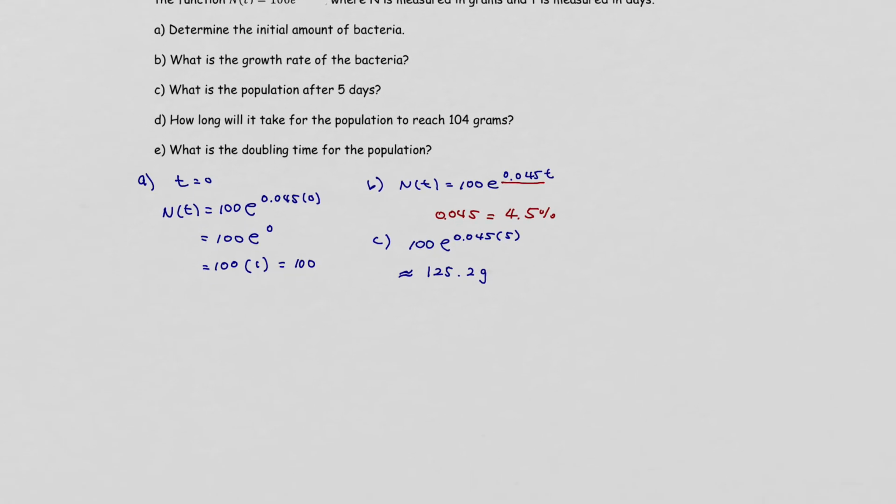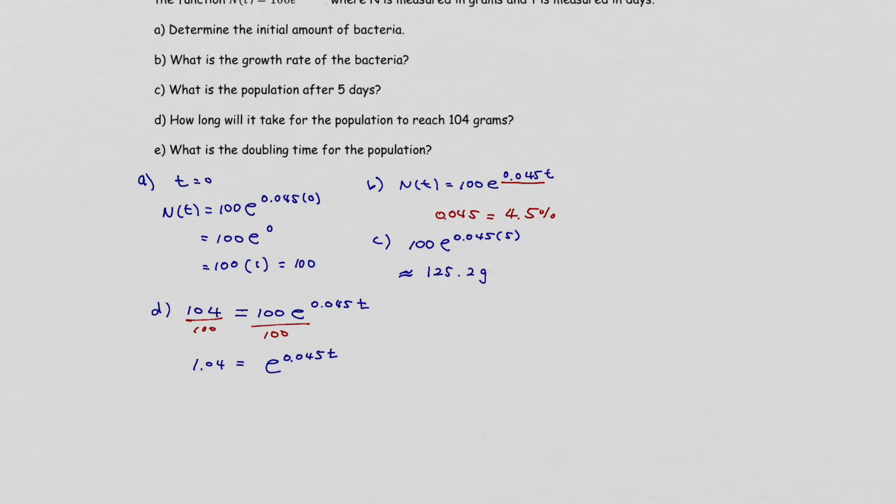Let's see, what about if we're looking at D? D is asking how long will it take for the population to reach 104 grams. So we wanted to know the time. So this is going to become 104 when you started from 100, right? And your rate is 0.045, and this time you're trying to solve for t. First thing you want to do is divide both sides by 100 to isolate the exponential by itself on one side. So this is just going to be the exponential, and that's going to be 1.04.